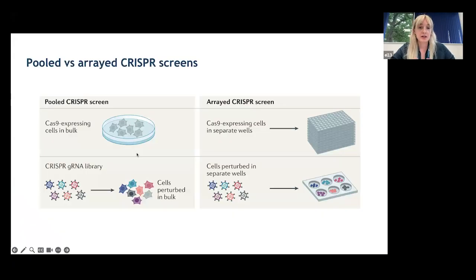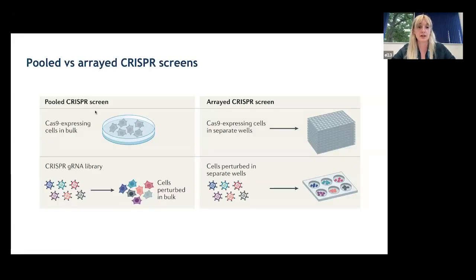So a key distinction, which is within the name between pooled and arrayed CRISPR screens, is the format in which you mediate the genetic perturbation. So for pooled CRISPR screening, you're delivering a whole guide library to a bulk population of cells. Typically, you'll then introduce some form of challenge, whether that be introducing a drug or leaving the cells to grow for a particular period of time. But what you need to do at the end of that experiment is extract and sequence the genomic DNA so that you understand which guides have been depleted or enriched over time.